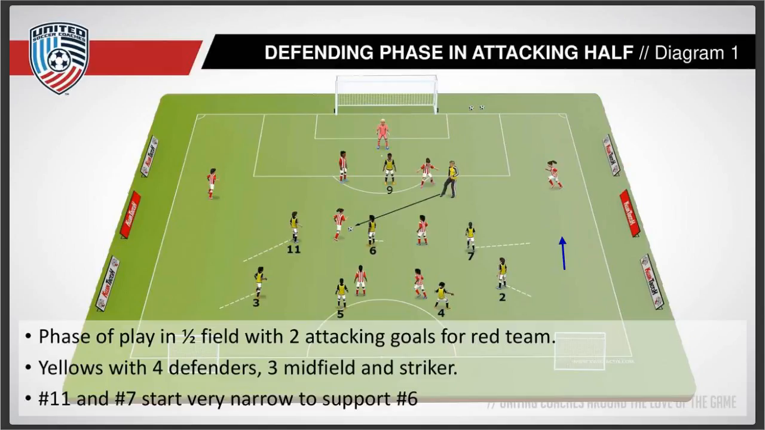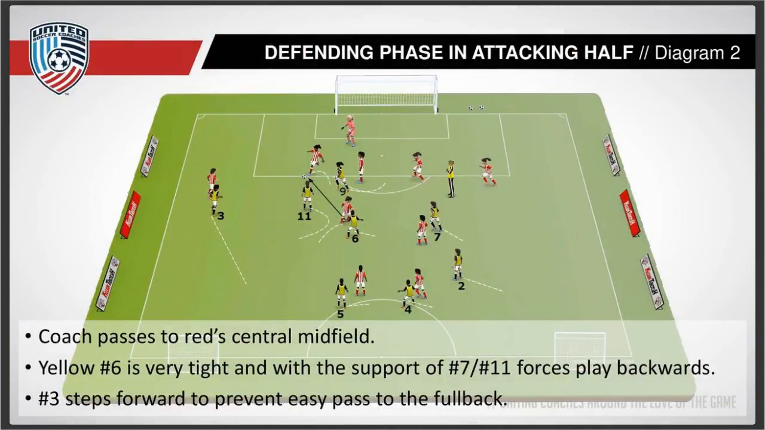Because if 7 just holds here and 11 just holds here, this player is not a threat, this player is not a threat. The real threat is that number 6 is exposed 2v1. So depending on which players we sacrifice, we can start teaching different implications of the system and how we need our team to shift defensively when we see a player potentially out of position.